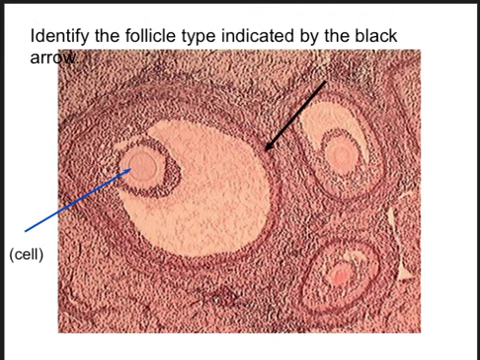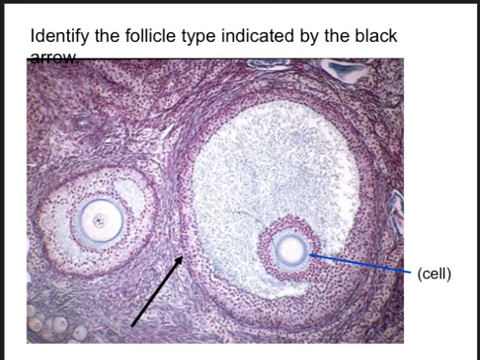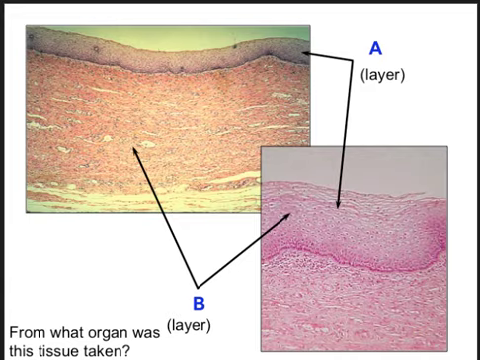Okay. Next question. Identify the follicle type. The black arrow again is indicating a Graafian or mature follicle. The cell indicated by the blue arrow is the ovum. That is the egg. Okay. All right, next question. From what organ was this tissue taken? This was taken from the vagina. A is indicating the mucosal layer, and B is indicating the submucosal layer.